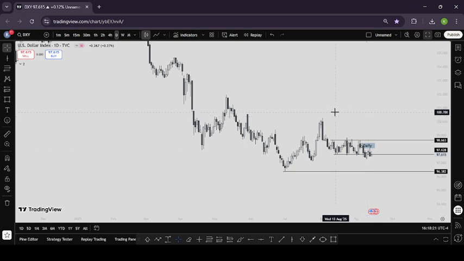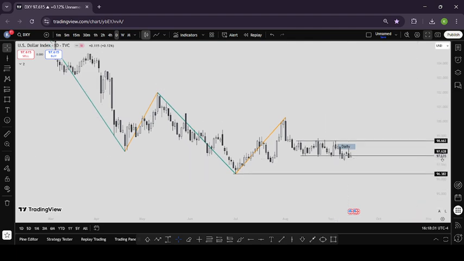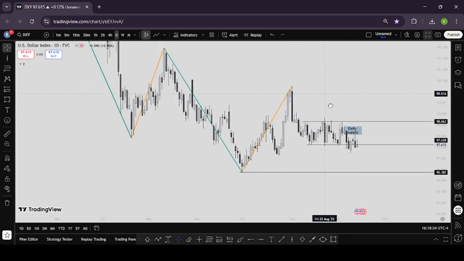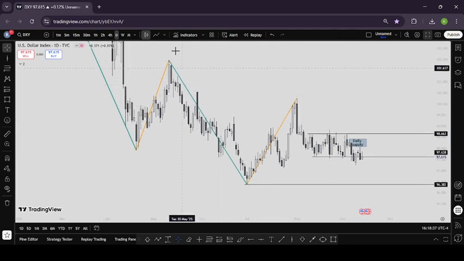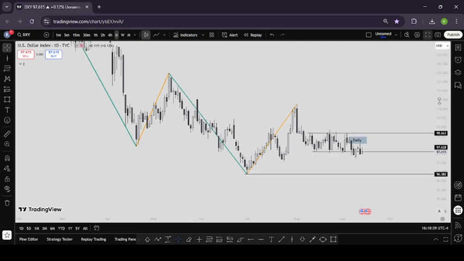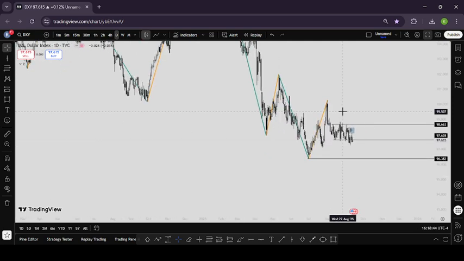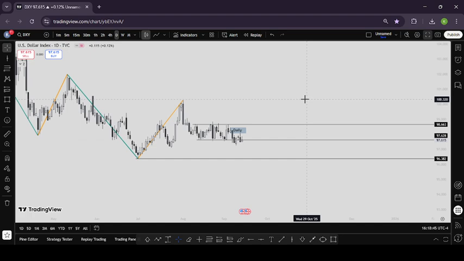Okay, so guys, I'm gonna put on my indicator that identifies my highs and lows for me. So the DXY, before I start talking, the DXY is an overall downtrend. So we don't look for buys in a downtrend, we only look for sells. It's that simple guys.